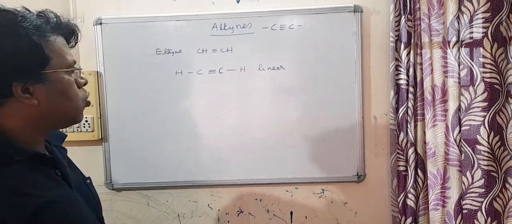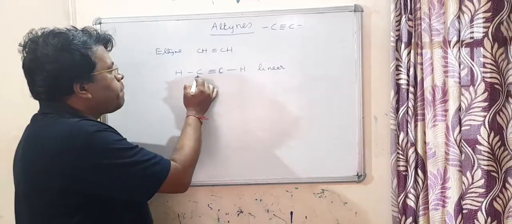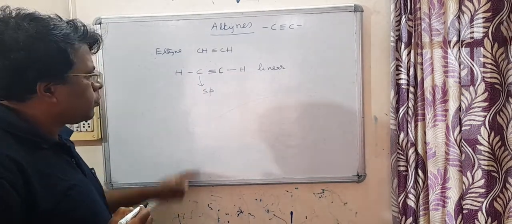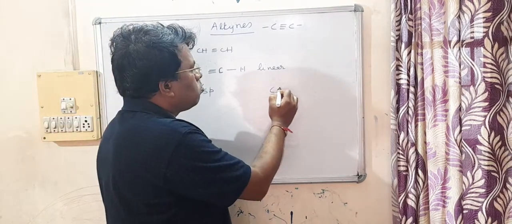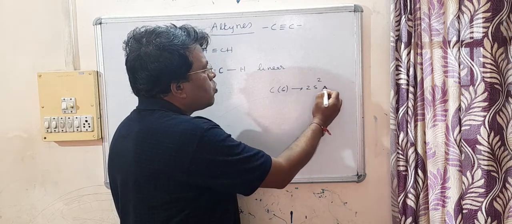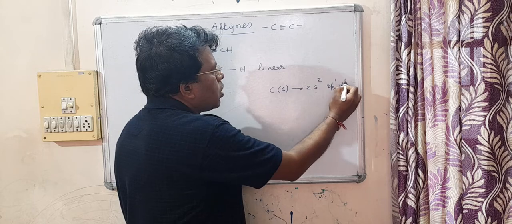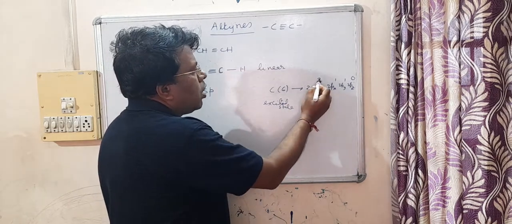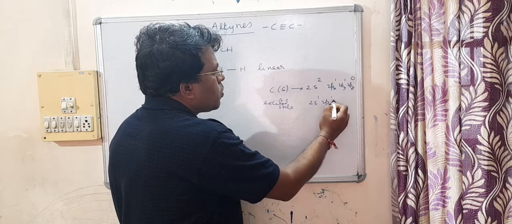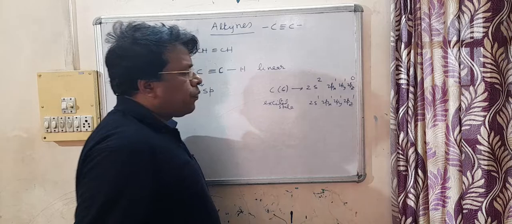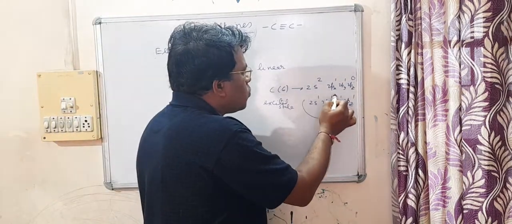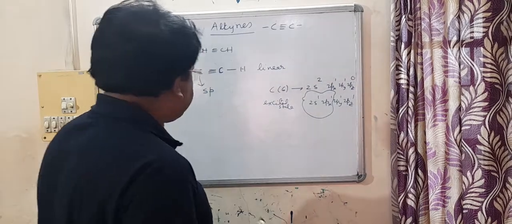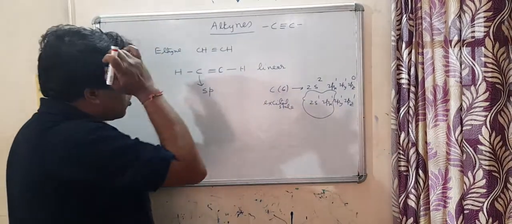So how does it happen? I am showing you, in case of ethyne, the carbon atom is sp hybridized. Carbon has atomic number 6, its outermost configuration is 2s2, 2px1, 2py1, 2pz0, and in the excited state, one electron goes from here, giving 2s1, 2px1, 2py1, 2pz1. Here, these two orbitals take part in mixing, and 2py and 2pz do not take part in mixing. So these two orbitals mixing form two hybrid orbitals.